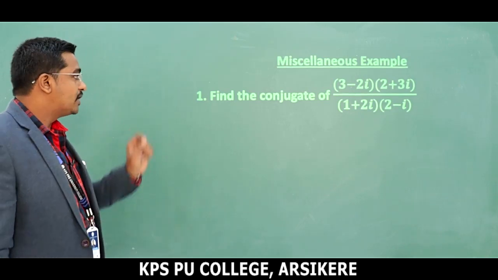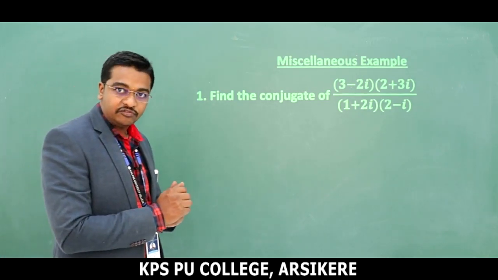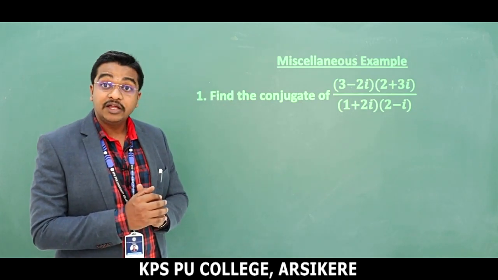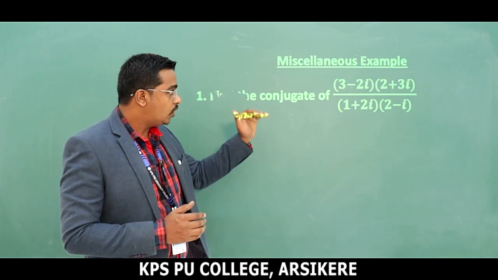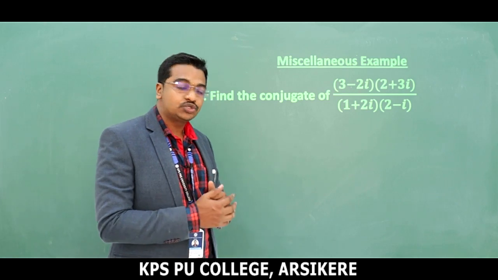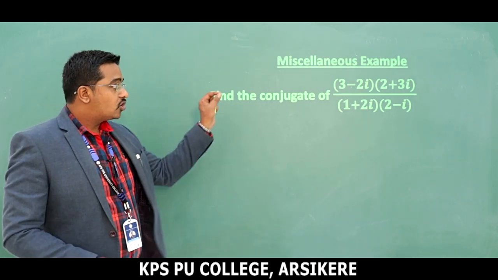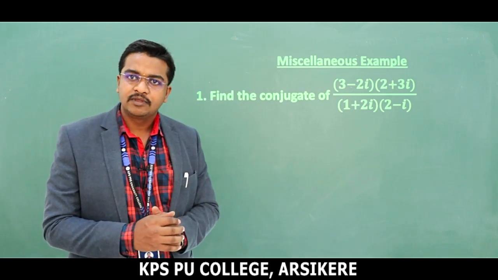The first one: find the conjugate of (3 minus 2i)(2 plus 3i) whole divided by (1 plus 2i)(2 minus i). Here we need to find the conjugate of this number.